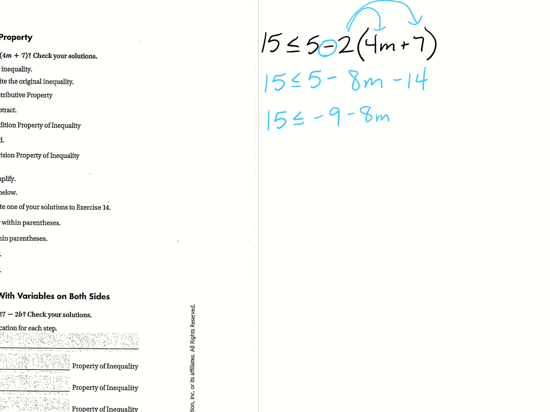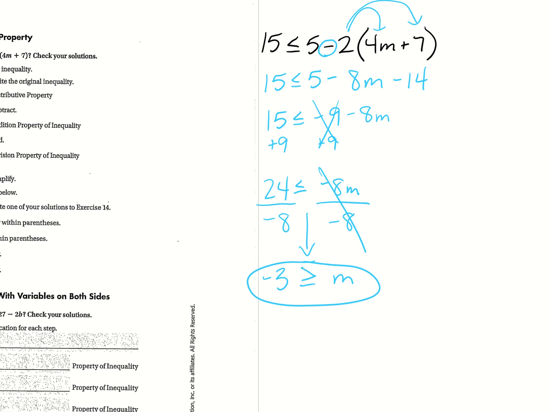Okay, next we're going to add 9 to both sides, which will get us to 24 is less than or equal to negative 8m. All right, and then lastly, divide both sides by negative 8. And again, we've got to flip the sign because we're dividing by a negative. So we're left with negative 3 is greater than or equal to m.